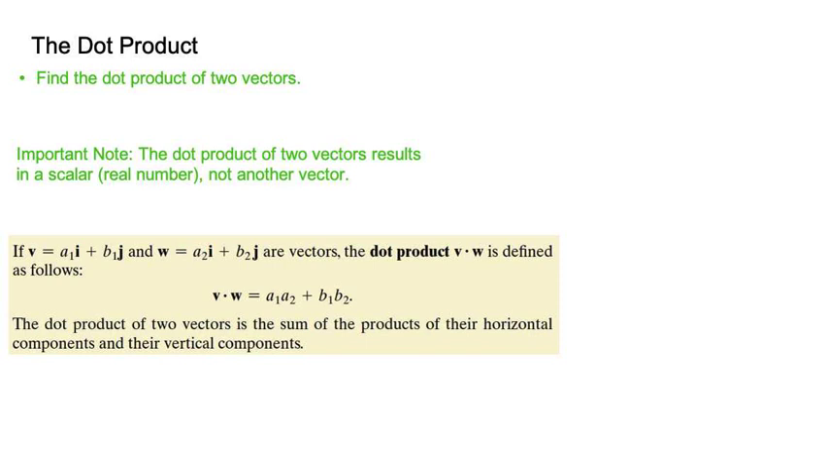get another vector. Now, notice it says if vector V is a sub 1 i plus b sub 1 j and w is a sub 2 i plus b sub 2 j, then the dot product is defined as a sub 1 times a sub 2, that's that product, plus b sub 1 times b sub 2. So the dot product of two vectors is the sum of the products of their horizontal components and their vertical components.